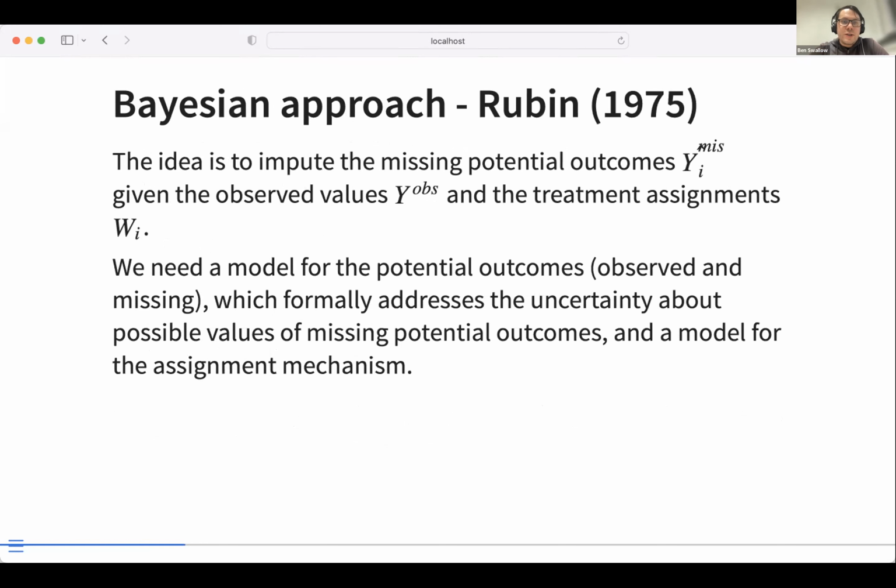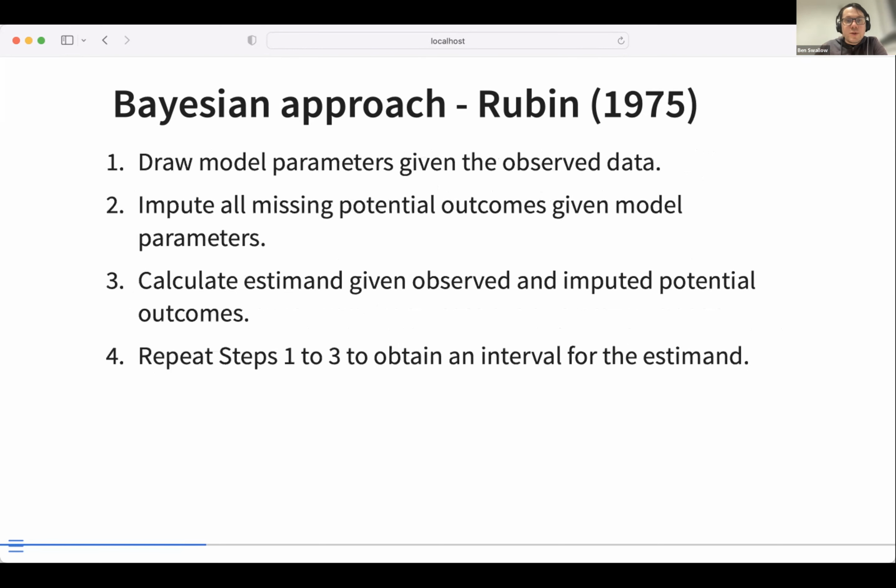The Bayesian approach is essentially to impute those missing potential outcomes, those Y miss values, given the observed values Y obs and the treatment assignments W_i. In many cases, if we've randomized the control and active treatments correctly, then we can often ignore the allocation mechanism. But if we can't, we can introduce a model which directly accounts for the allocation of experimental units to each of the two treatments. Once we've got that joint model over the missing unobserved values, we can simulate what would have happened under the alternative treatment, and calculate the average treatment effect from those estimates.